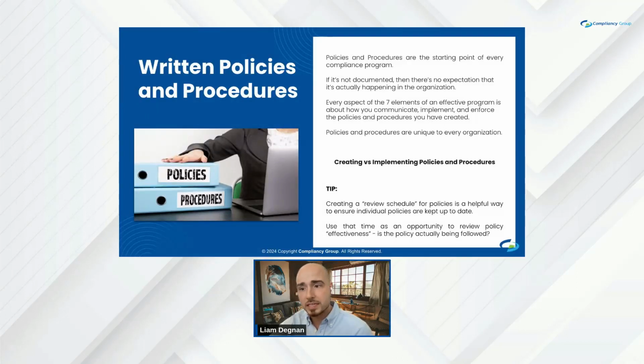Every other component of the 7 elements deals with how you communicate, implement, and enforce the policies and procedures that you have created. So when we talk about effectiveness, the policies themselves, in the first place, have to be uniquely tailored to your needs as an organization in order for them to be seen as effective. But then, the other layer of effectiveness is that those policies also need to actually be followed, okay, which is what we're going to be talking about next.